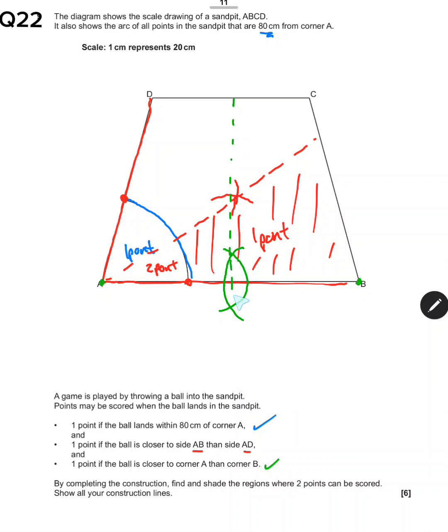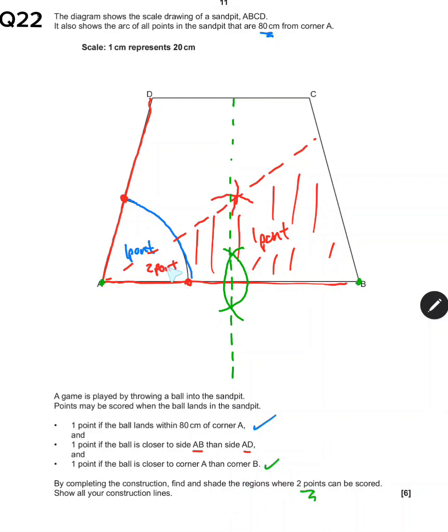Mine's very rough and I do apologise, but hopefully you understand the idea. And it says closer to A than B also gets a point. So on this side of the line gets a point. Now, I'm not interested in that zone because actually the question says 2 points. So where do we get 2 points?